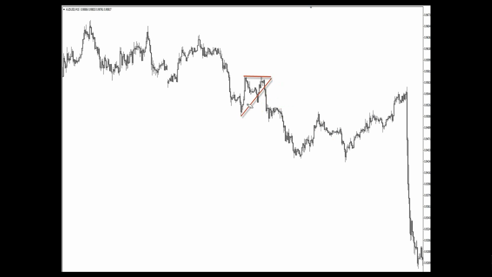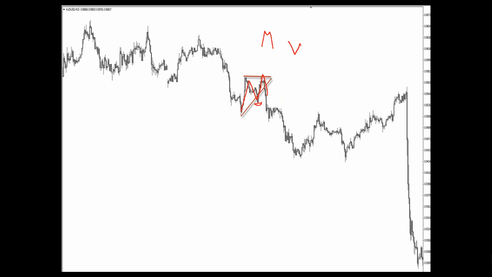And also you can see that there is an M pattern. This is M. See? M. How do you trade M? By the breakout of the second point. 1, 2, 3. And you trade by the break of 2. So this is how M is traded.